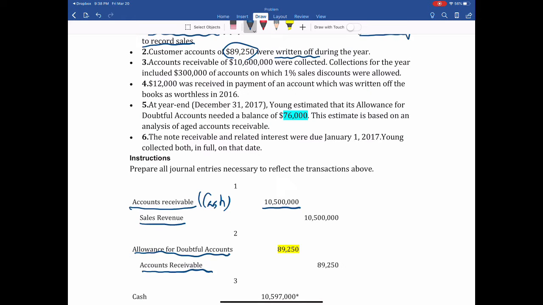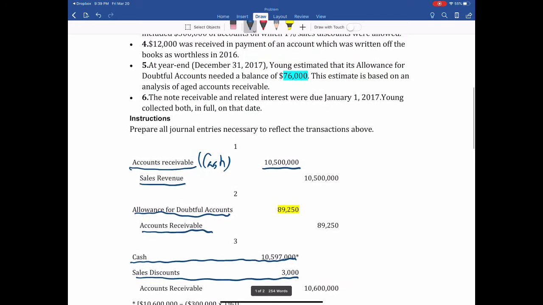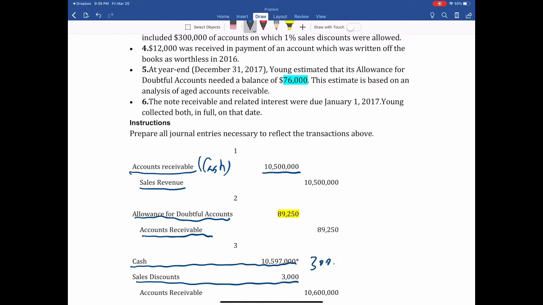Question 3. Accounts receivable of 10,600,000 were collected during the year, including 300,000 of accounts on which a 1% sales discount was allowed. So that means we should account for the sales discount or cash discount. Don't forget we need to use the gross method. So we debit cash receipts, which is after the sales discount, and credit the sales discount, which is the 1% of $300,000.